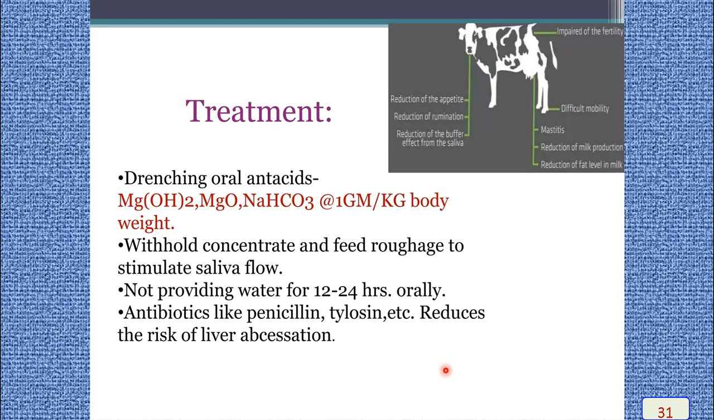are administered to reduce the risk of liver abscess or the fatty liver syndrome. So it will always be a better practice to drench magnesium hydroxide and sodium bicarbonate, and sodium bicarbonate injection is also many times useful in recovering the animals which are suffering from hypomagnesemic tetany and also milk fever.